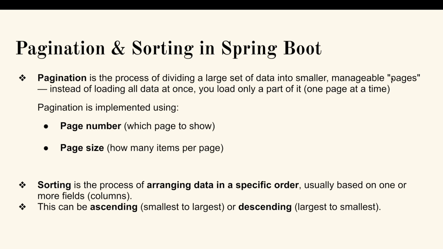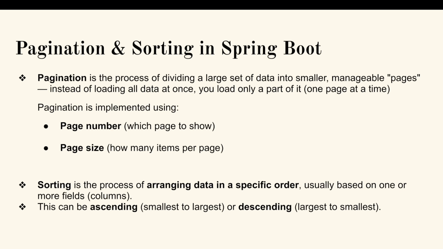So you can see on my screen the definition of pagination: it is a process of dividing a large set of data into a smaller set so that data can be managed efficiently. Instead of loading all data at once, you load only a part of it, if I say, one page at a time.